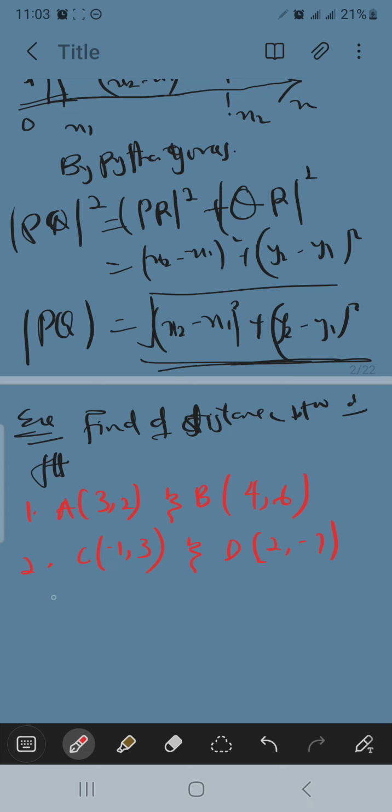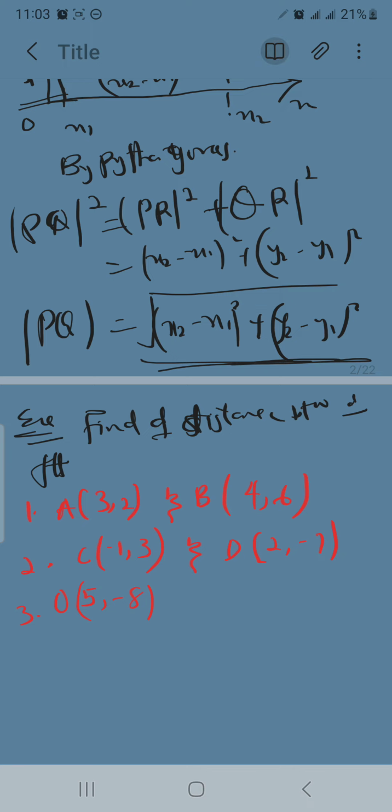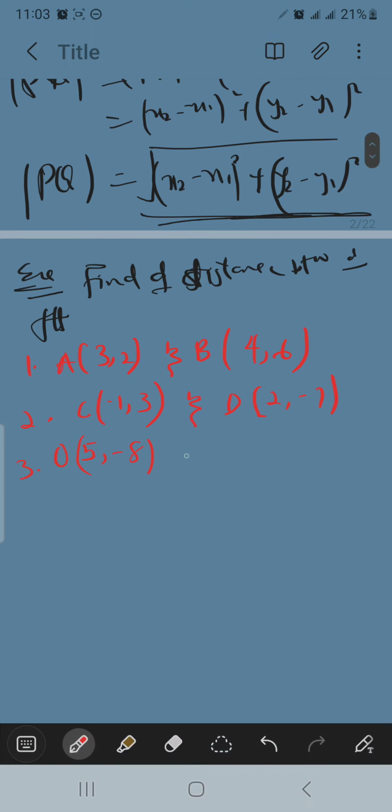The next one, they say O equals (3, 5), and P equals (-8, ...). They are just giving us our points or coordinates. And P equals (-4, -2).